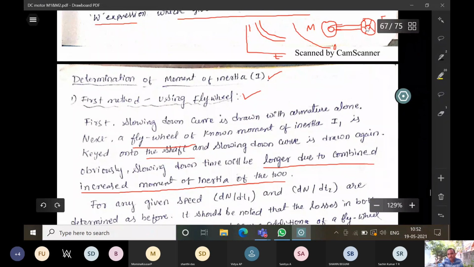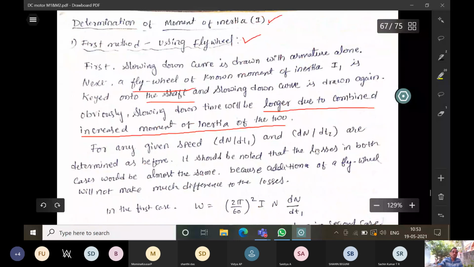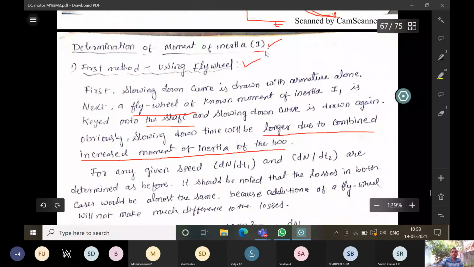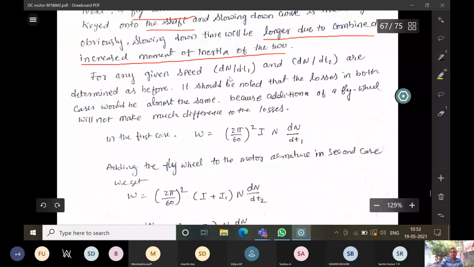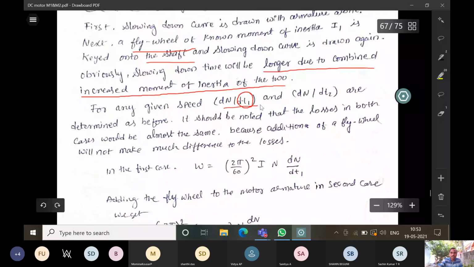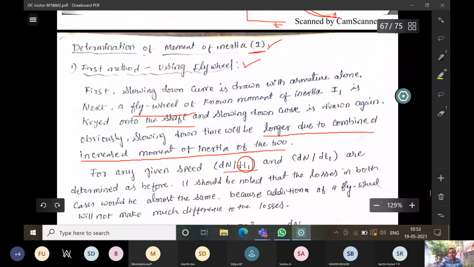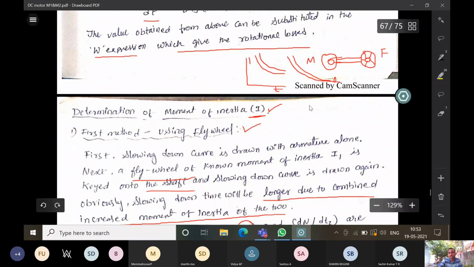If you connect the flywheel, the energy stored in the flywheel and the energy stored in the armature, both energies are there, so it will take more time to reach zero. The difference of these two can be used to find out the moment of inertia. For any given speed, dn by dt1 means initially without flywheel, that is dt1, and dt2 is the second time. So the first time it has taken 5 seconds, the second time it has taken 10 seconds to reach zero speed.